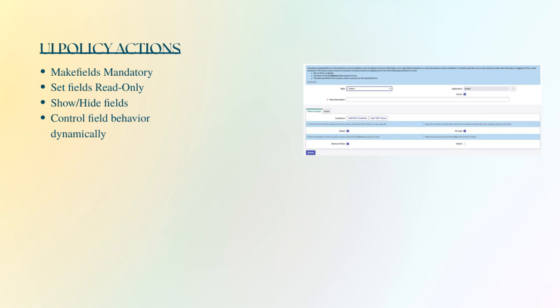Moving on, we have make fields mandatory, which ensures users fill out critical information before proceeding. And all of these actions are part of what we call UI policy actions, a key tool in tailoring the interface to meet business rules and improve user efficiency. These actions work together to make our forms smarter and more user-friendly, and that's a core theme of today's presentation.